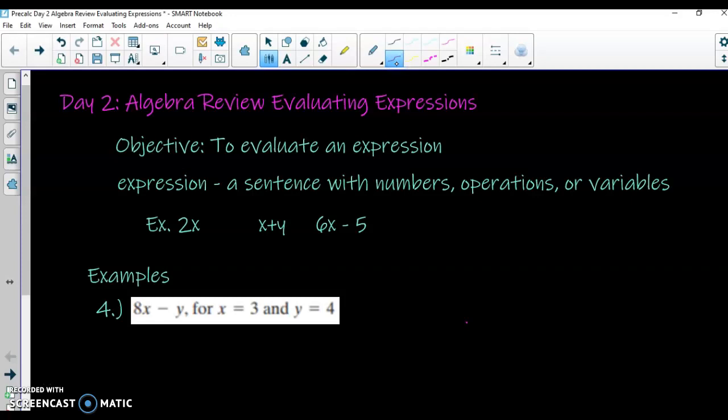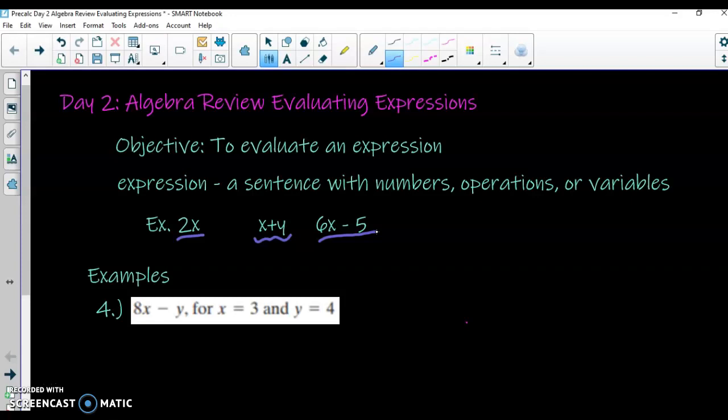The first one is just a number and a variable, 2x. There is an operation, remember that's being multiplied, it's 2 times x. The second one is just variables and operations, which is x plus y. And then the last one is a set of numbers, operations, and variables, 6x minus 5.